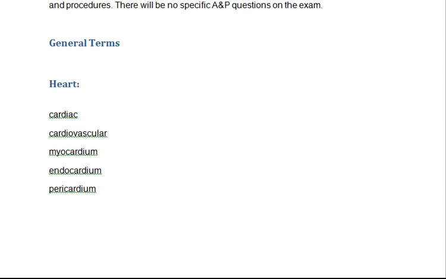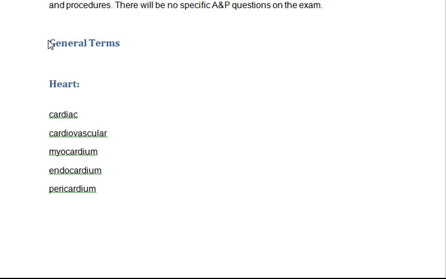I'm going to talk for a few minutes about how I would approach the study guide. I'm going to start with Chapter 5, and I'm going to look at the general terms. The first thing I do is open the study guide and look through the terms in the first section. In this case, they're general terms that have to do with heart.